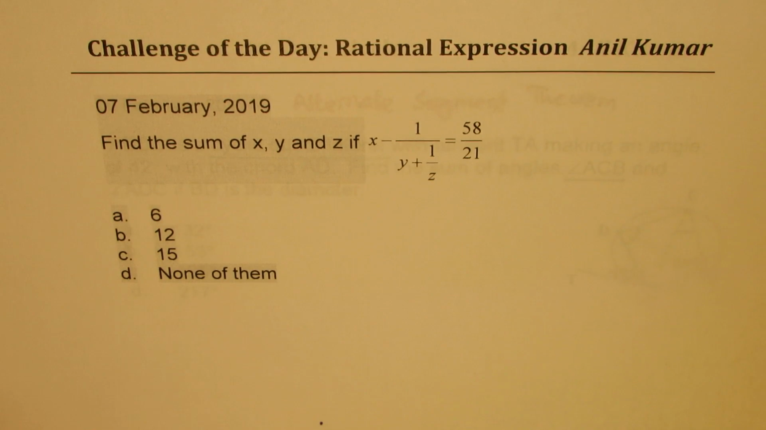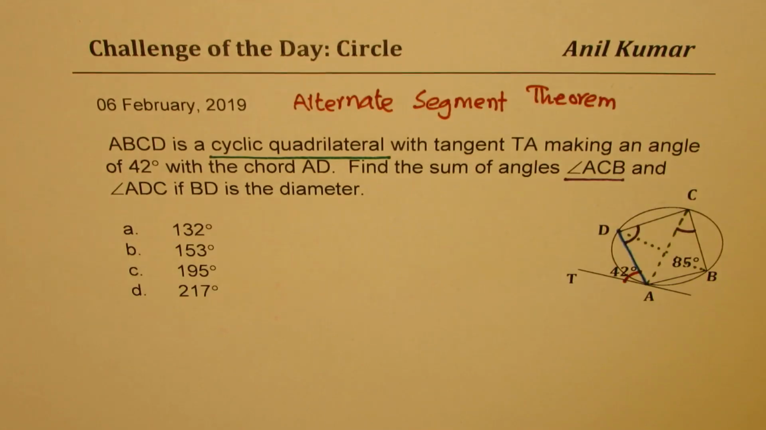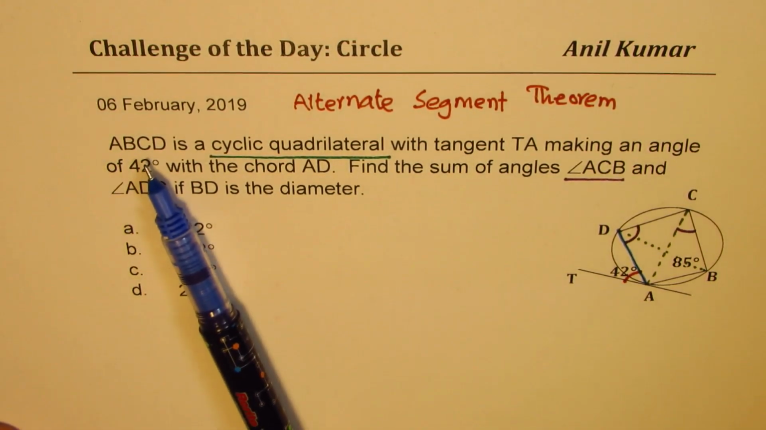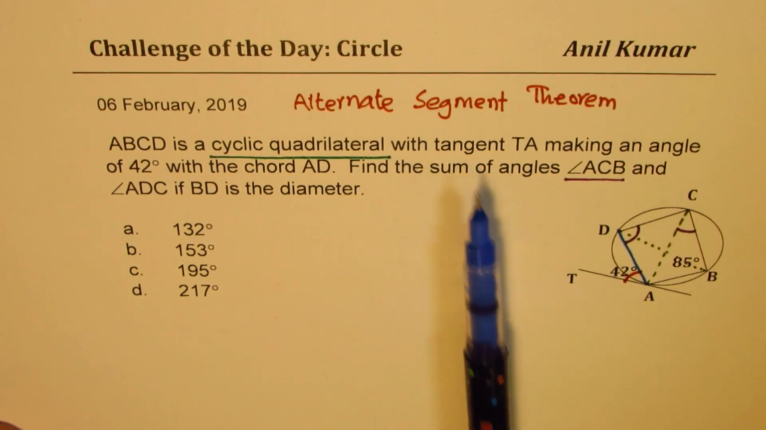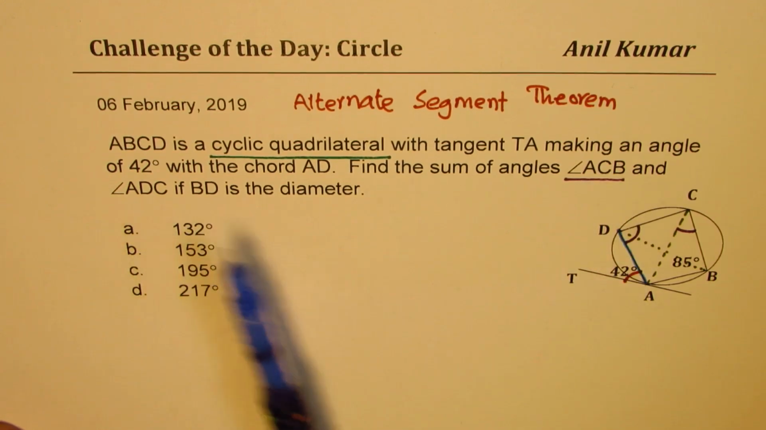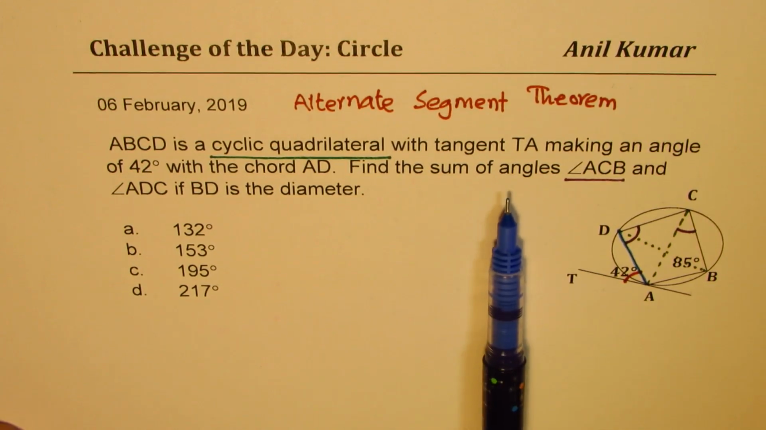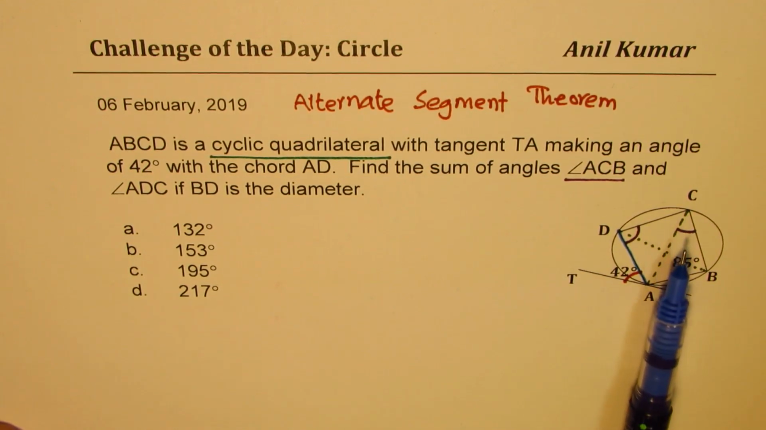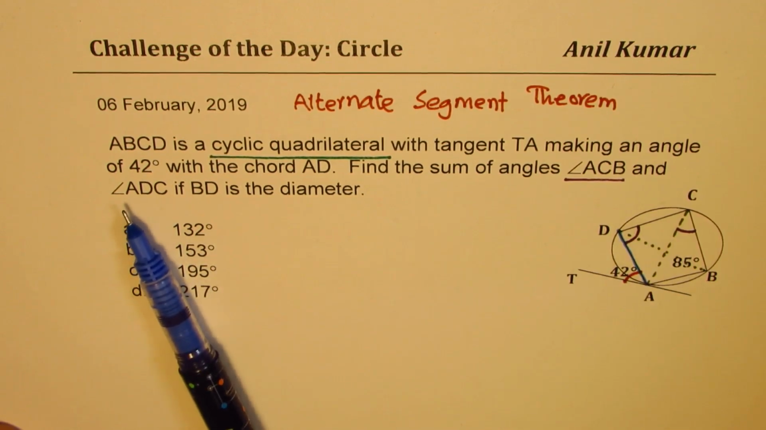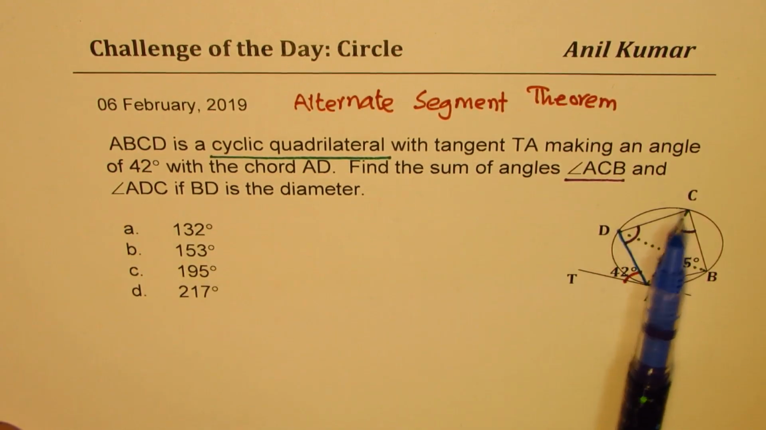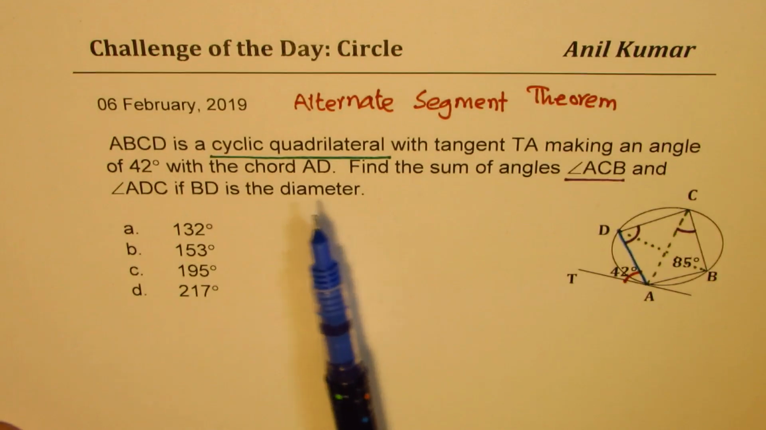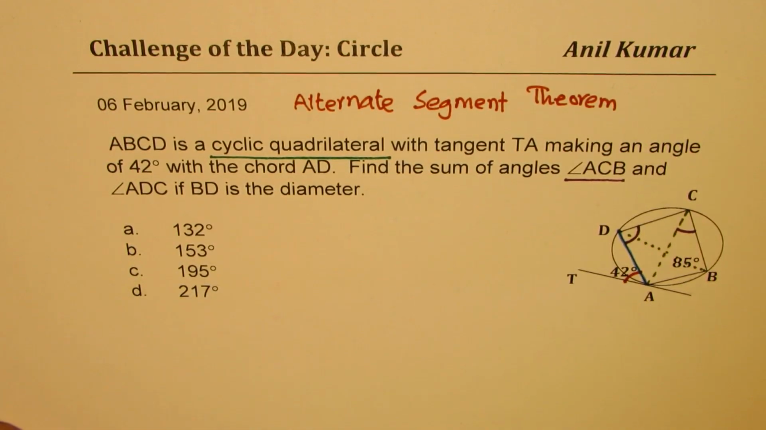Now it is time to provide you with its solution. So yesterday's question was, ABCD is a cyclic quadrilateral with tangent TA making an angle of 42 degrees with the chord AD. Find the sum of angles ACB, that means this angle, and the angle ADC if BD is the diameter. Four choices were given to you, right? So let us see how to find the solution of this question.